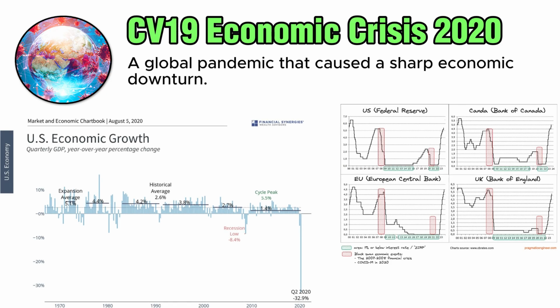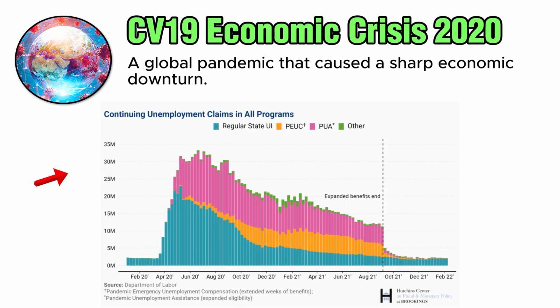The pandemic caused the biggest blow to the U.S. economy since the Great Depression. GDP fell at a 32.9% annualized rate, the deepest decline since records began back in 1947. 30.2 million Americans were receiving unemployment checks in the week ending July 11th.